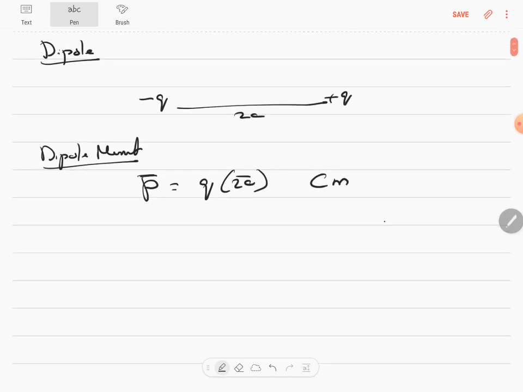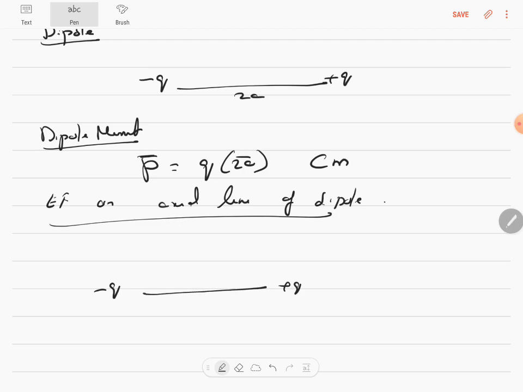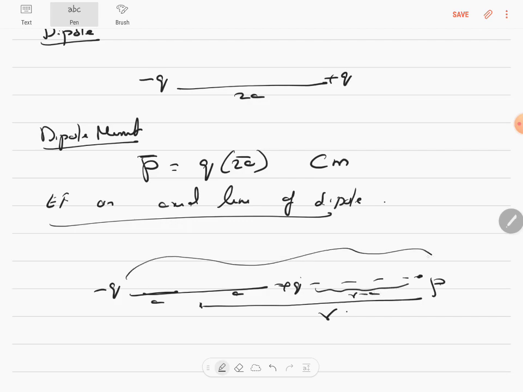Okay, that's the dipole moment. Next is how to find the electric field on an axial line of a dipole. So let's draw a dipole, which is minus q and plus q, with a separation between them of 2a. You have to find the electric field at a point P lying on the axial line, whose position vector is r from the center. This is a and this is a. So this gap is r minus a, and this whole distance is r plus a.